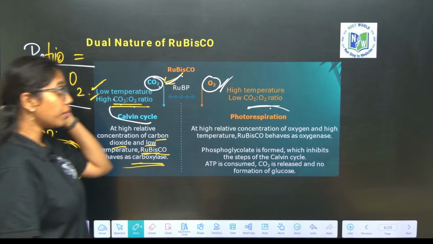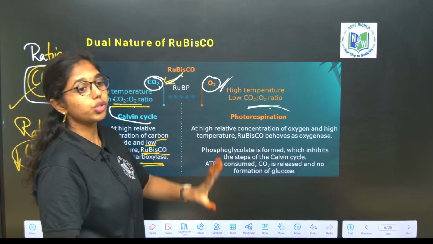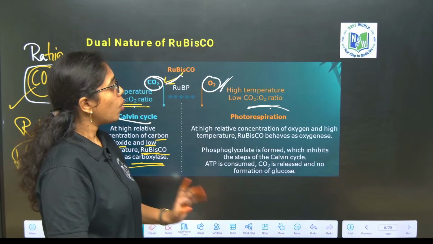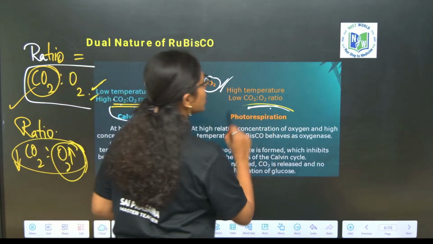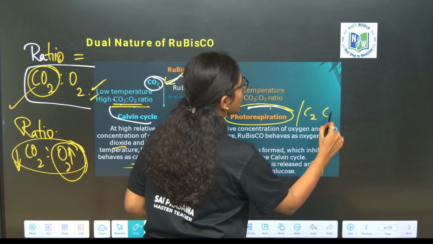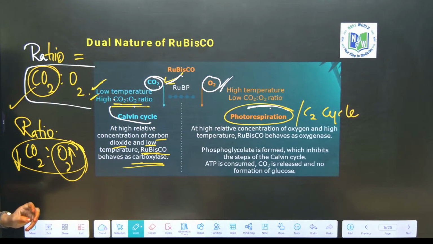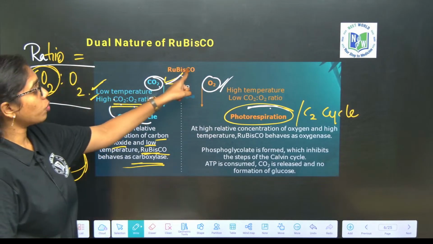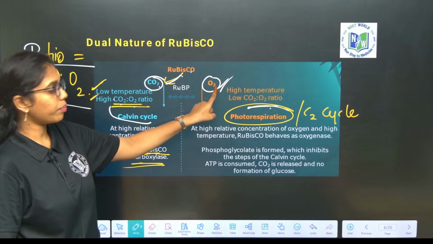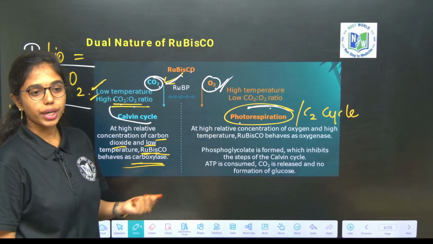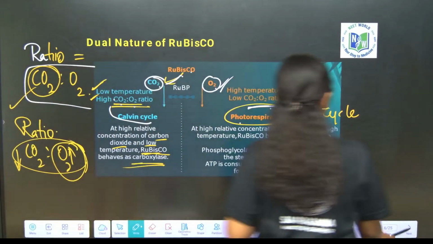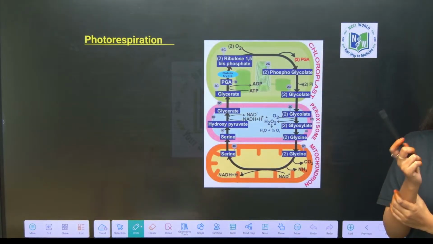Carboxylase. At high temperatures, where there is a low ratio of carbon dioxide to oxygen, photorespiration or the C2 cycle is operated. When Rubisco binds with oxygen, the C2 cycle will be operated in temperate plants. So now let us discuss photorespiration.